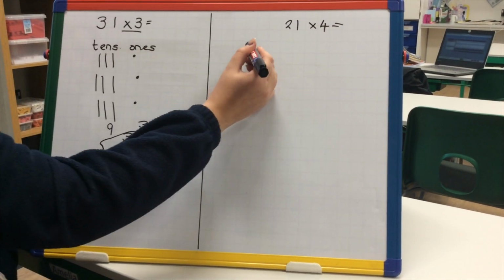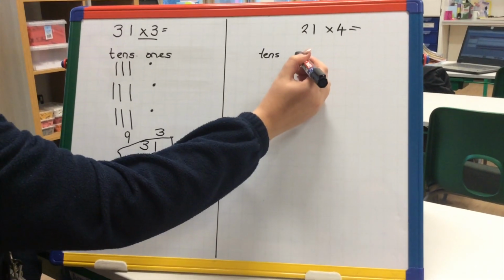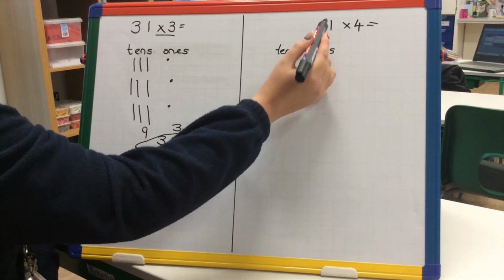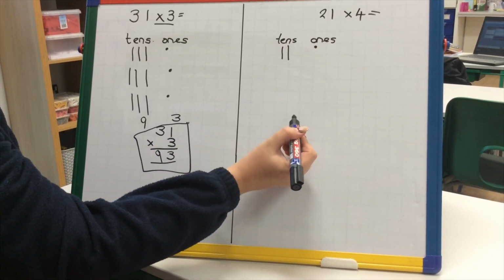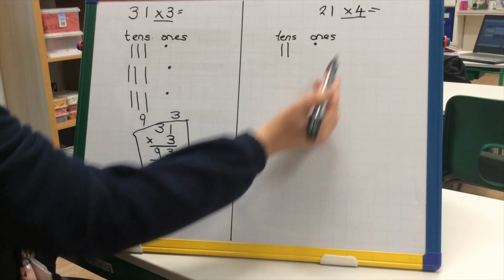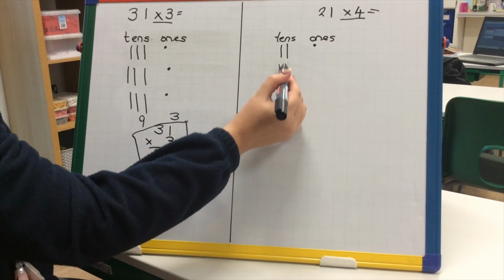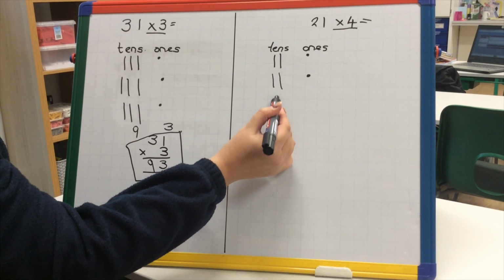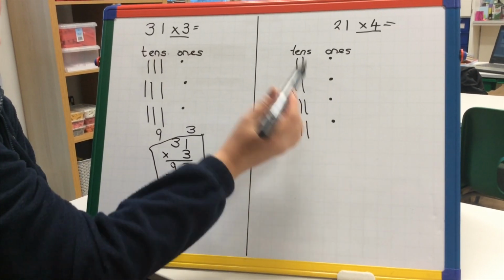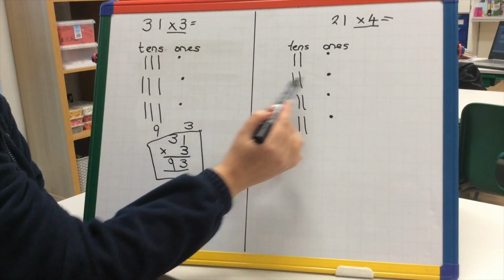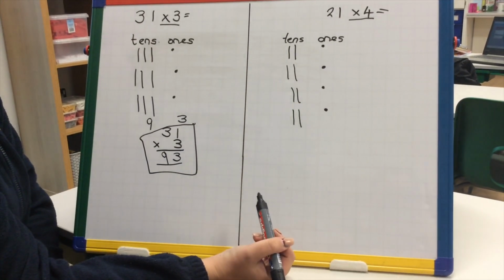Again we draw it out in our tens and our ones with our chips and our beans. So 21 this time is 10, 20 and a 1. This time we're making it 4 times. So there's another one, there's another one, and there's another one. So we've got 21 made 1, 2, 3, 4 times.